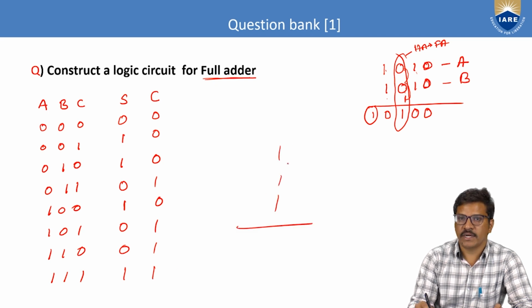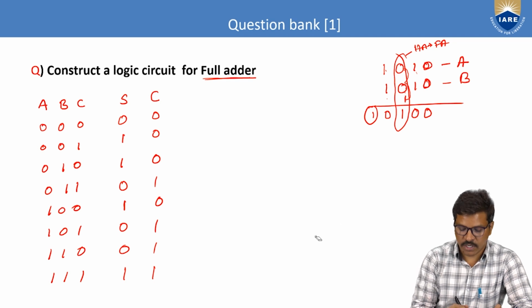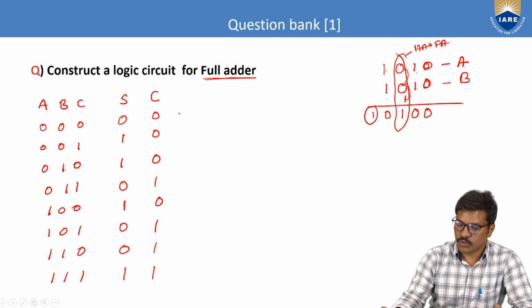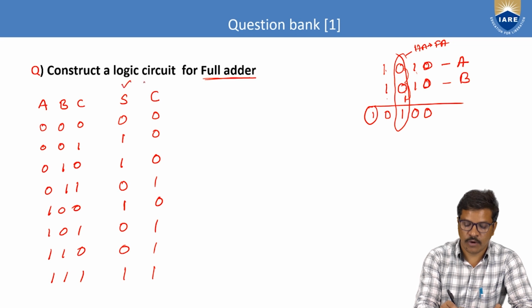If you add 3 numbers, 1 plus 1 is 1 0, plus 1 means you will get 1 1: sum 1, carry 1. So you will get both ones in this triple 1 combination. Once you create the truth table, the next step is to simplify the Boolean function for each output obtained. So there are 2 outputs.